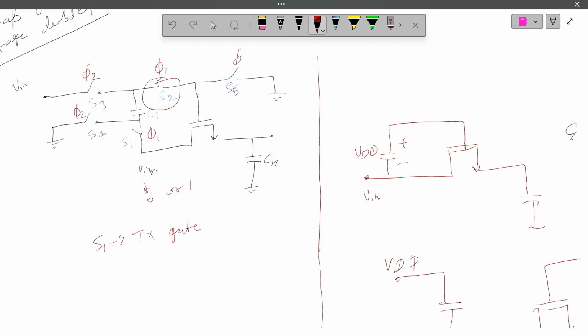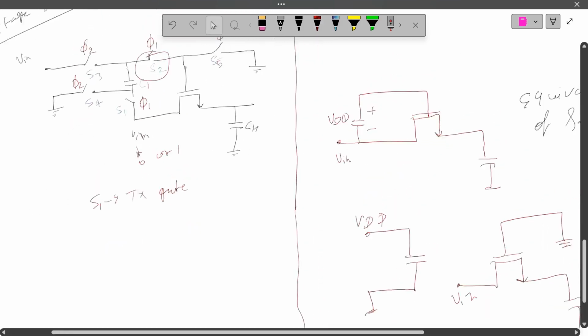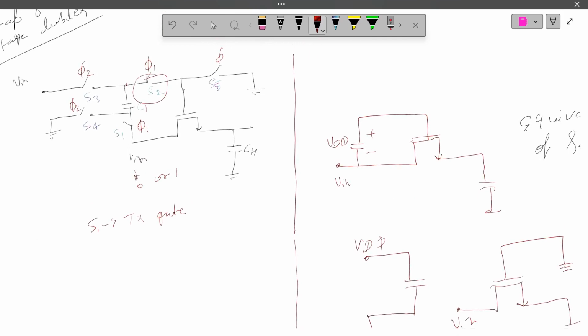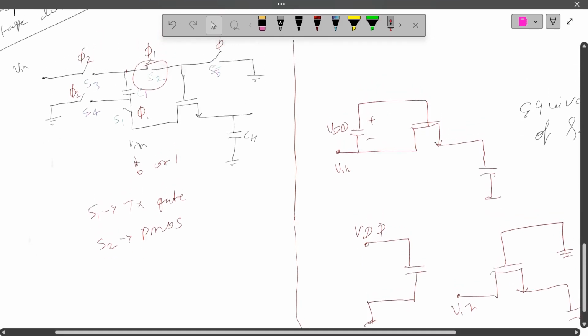So S2 is the, can you think and tell me what kind of switch we add at the S2? See, at this point this will come Vin plus VDD, right? This is VDD and whatever. We don't know actually. So PMOS is good for charging the capacitor, passing the higher value. So we can use S2 as a PMOS device, right?